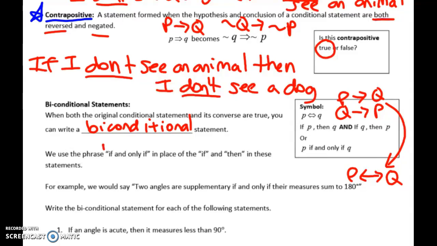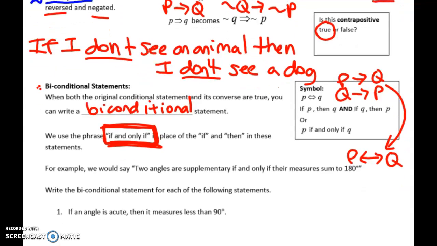And we're going to use this phrase, if and only if. It's so important when you do biconditionals that you use this phrase, if and only if. Okay? When you use if and only if, it goes between P and Q.